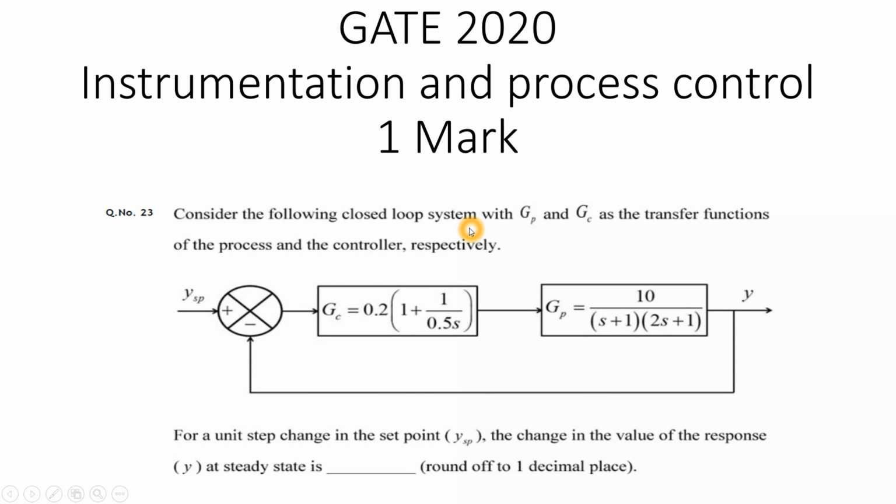So our next question is from GATE 2020 Instrumentation and Process Control for 1 mark. Consider the following closed loop system with Gp and Gc as the transfer function of the process and the controller respectively. You can see here it is given that for a unit step change in the set point Ysp, the change in value of the response Y at steady state is. So let's start with the solution.